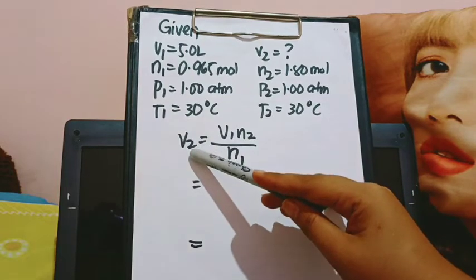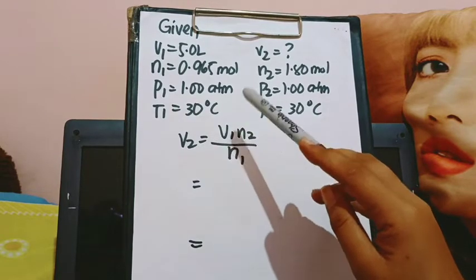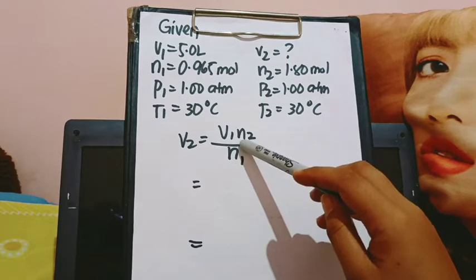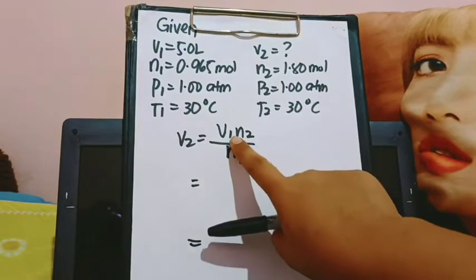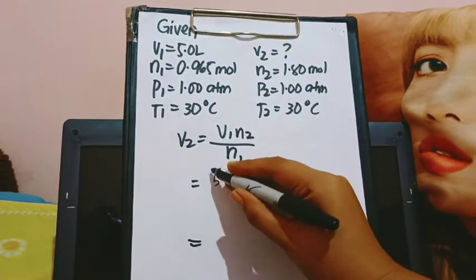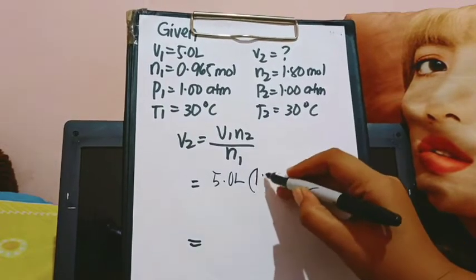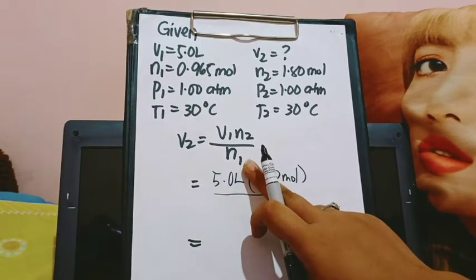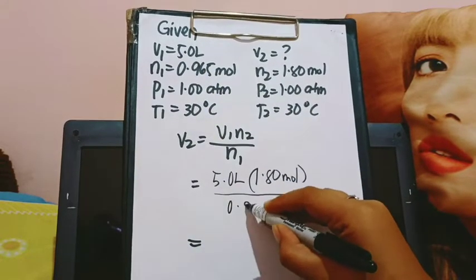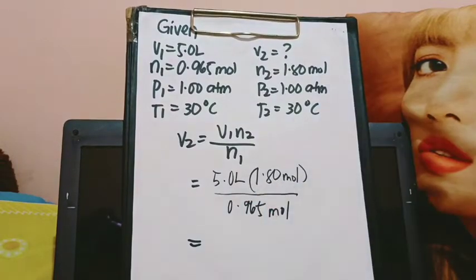So we will use this working formula. V2 is equal to the product of V1 and N2 divided by N1. So let's try to solve this one. V1 in this problem is 5.0 liters. Then N2 is 1.80 mole. Then we divide it by our N1 which is 0.965 mole. So 5.0 times 1.80 is equal to 9.